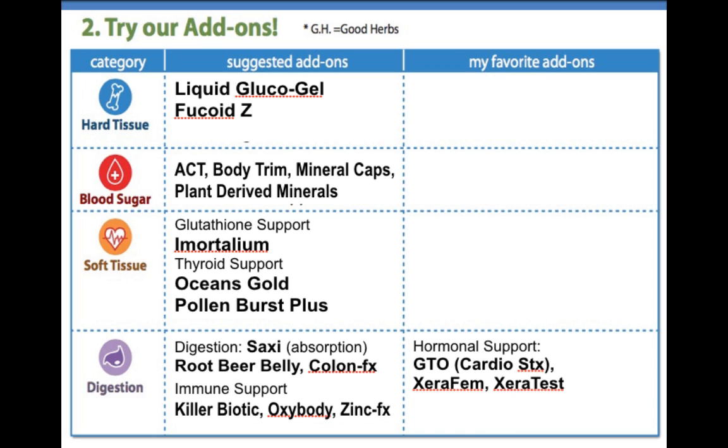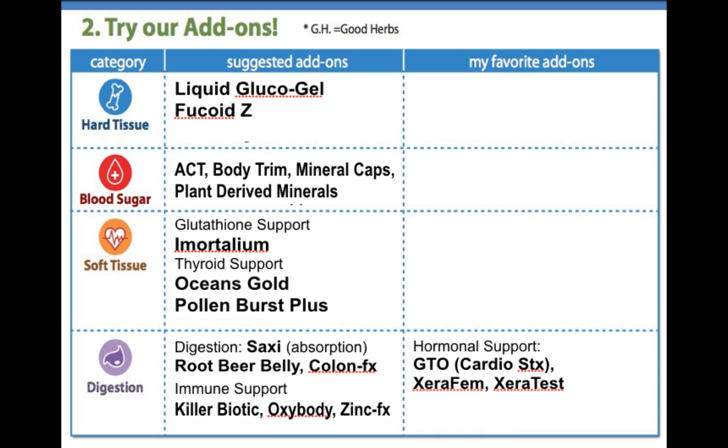Immune system, many of you are familiar with Killer Biotic, with Oxybody. You might not be as familiar with Zinc FX. Okay, but that's another one. Colloidal silver is another one. Let me also mention, in digestion, we have hormonal support. Because when digestion is compromised, we get low absorption of cholesterol, and hormones are made of cholesterol, for male hormones and female hormones. So for hormonal support, there's GTO, renamed the Cardio Sticks.